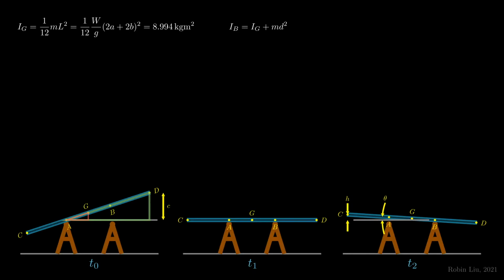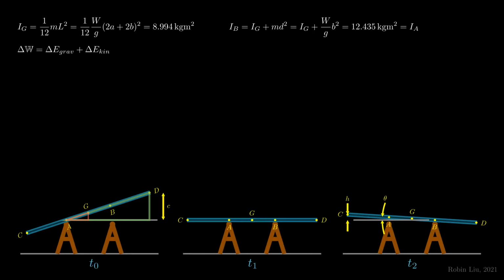In this equation, d is the distance between the two pivot points. Since the rod is symmetric, the moment of inertia about point B is equal to the moment of inertia about point A. Furthermore, we're going to be using the law of conservation of energy, so I'll write that equation here for reference.